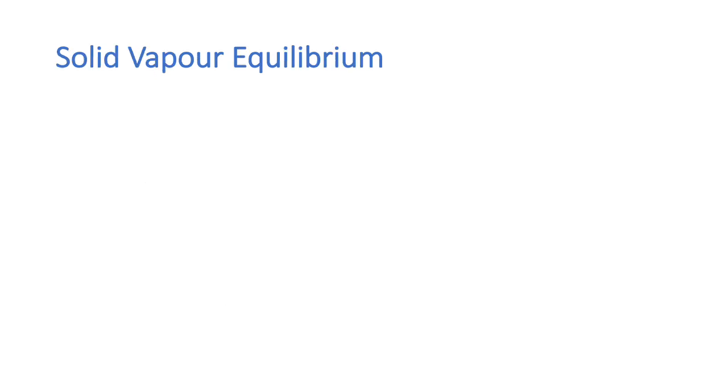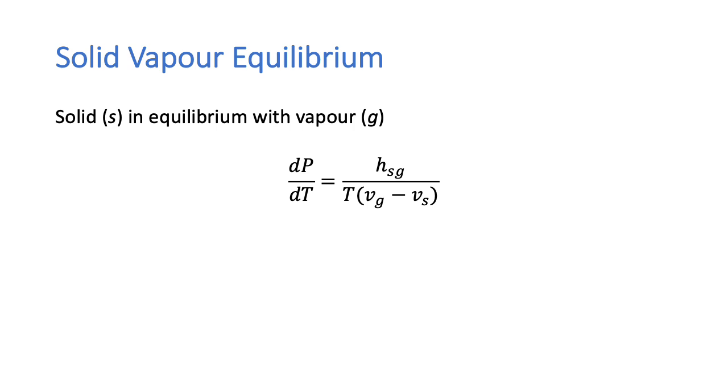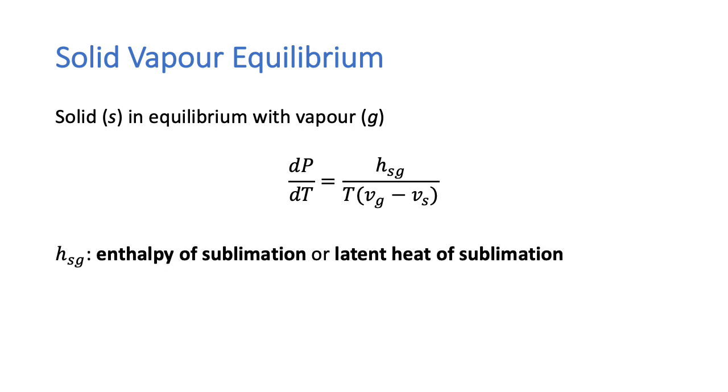We can also write the Clapeyron equation for solid-vapor equilibrium, where solid is in equilibrium with vapor. In that case, dP/dT is equal to h_sg upon T times (v_g minus v_s), where h_sg is the enthalpy of sublimation, or the latent heat of sublimation.